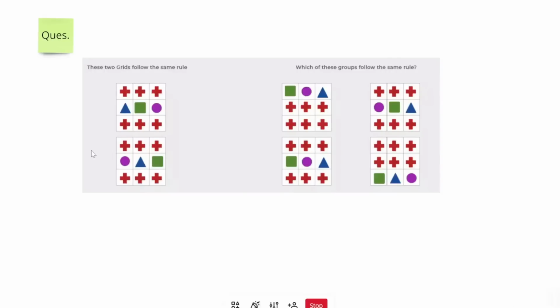Let's look at this question. So what we are told is, see, I'll tell you what is the question. First, we are told these two grids follow the same rule. Basically, this grid and this grid follow the same rule.